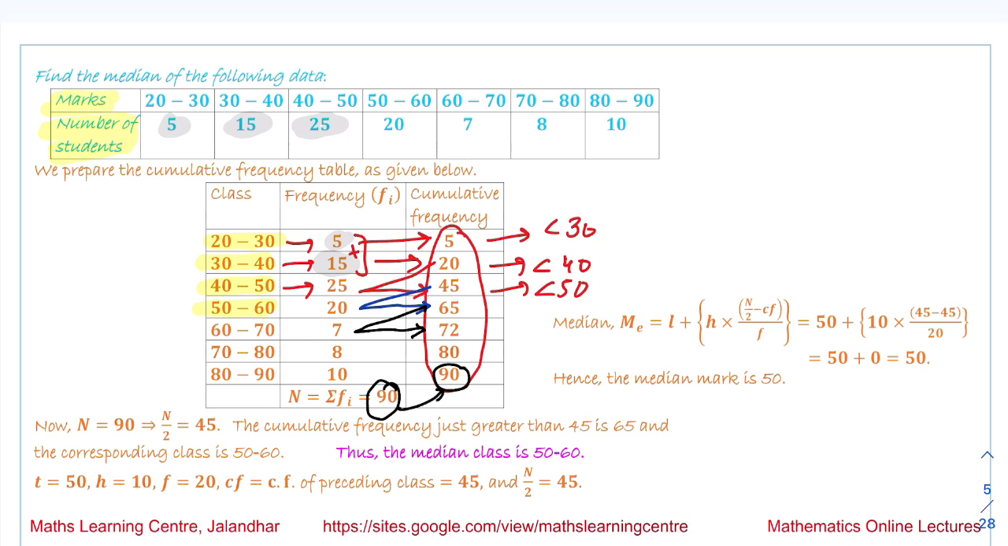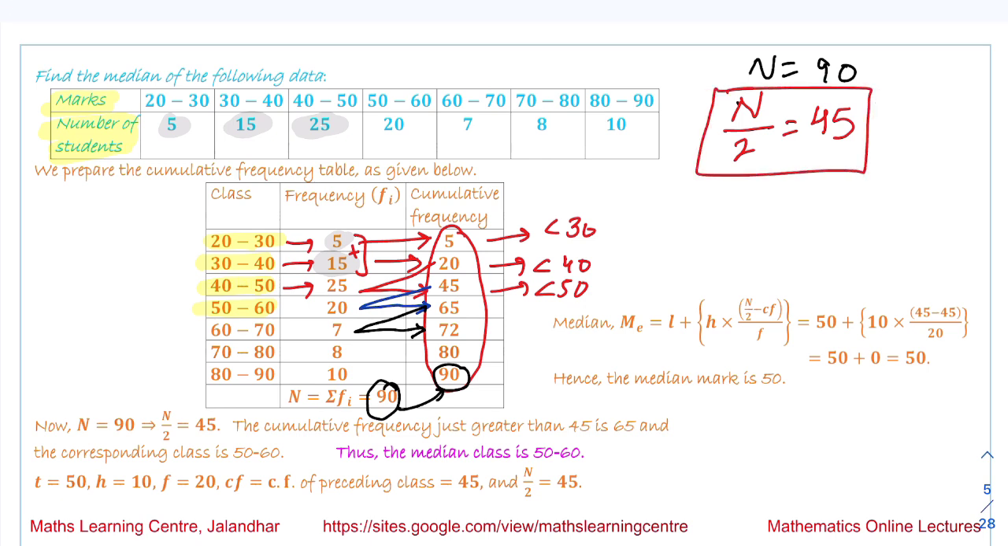So the value of n, we have it is equal to 90. So now the next step is we have to calculate the value of n by 2. So the value of n by 2 is 45. Now look at the value over here, the cumulative frequency. This is the value 45 that we have.